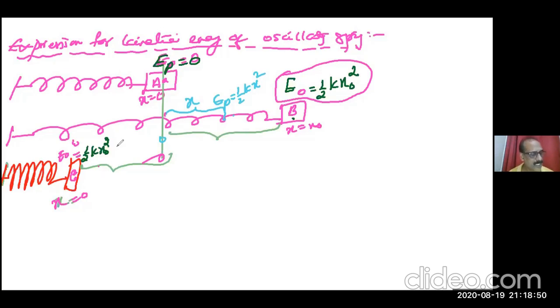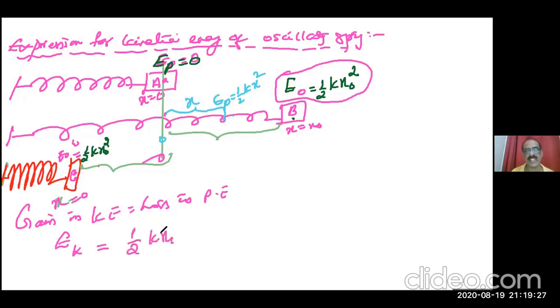Then by law of conservation of energy, gain in kinetic energy is equal to loss in potential energy. That means gain in kinetic energy is Ek. Loss in potential energy: at maximum value, it has half k x naught squared. Now it has half k x squared.